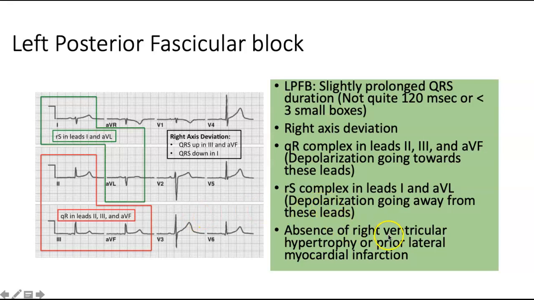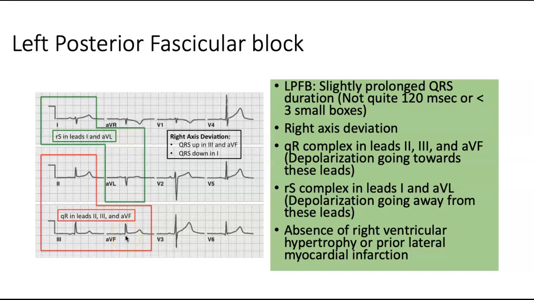A left posterior fascicular block, you may again see a slightly prolonged QRS, but definitely not a widened QRS greater than 3 small boxes. You'll often see right axis deviation. And so if we apply this, it appears to be downwardly deflected in lead 1. It appears to be upwardly deflected in AVF. So we have right axis.